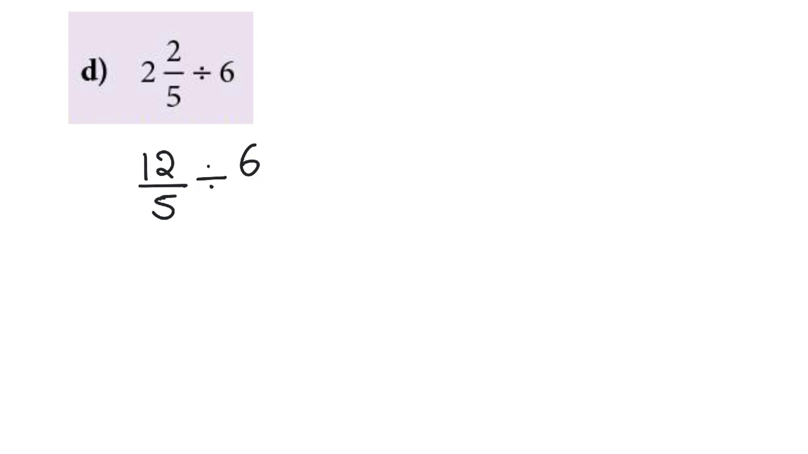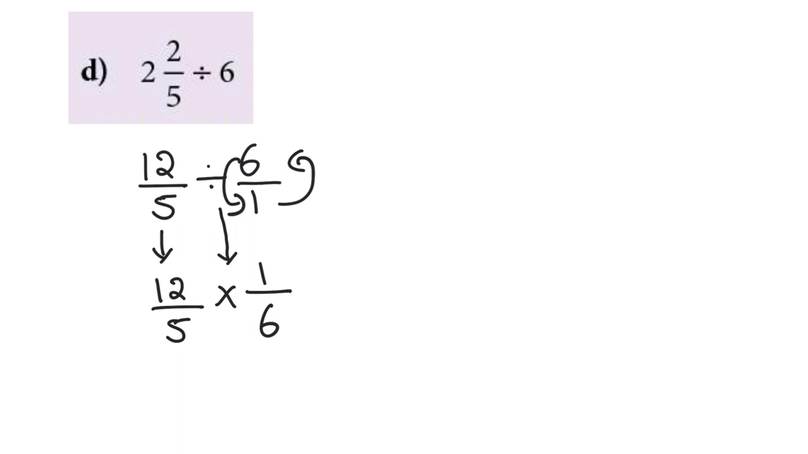Can I write it as 6 over 1? I can, because if there's no denominator, it's understood that the denominator is 1. Now, how do we divide two fractions? Here is the method. First, keep the first fraction as it is. Then, change the division sign into multiplication. And then, flip the second fraction. Take the reciprocal. 6 over 1 becomes 1 over 6.